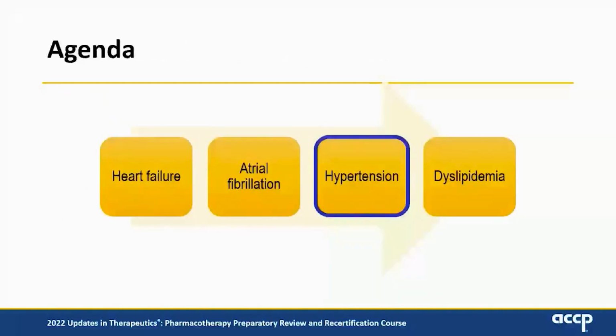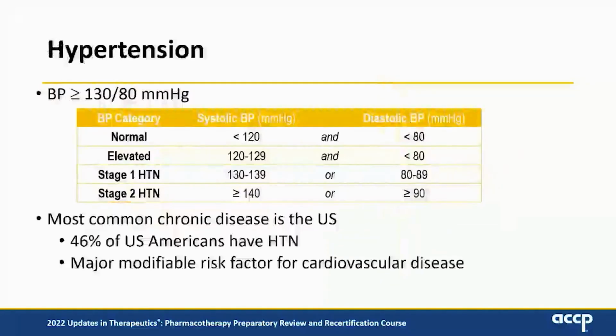Okay, so next we're going to go into hypertension, and this one will be relatively short. Hypertension is now defined as a systolic blood pressure of 130 or greater or a diastolic blood pressure of 80 or greater. Because of this threshold being lowered a few years ago, 46% of Americans now have hypertension, so that makes it the most common chronic disease in the US. And hypertension is problematic because it's a major modifiable risk factor for cardiovascular disease.